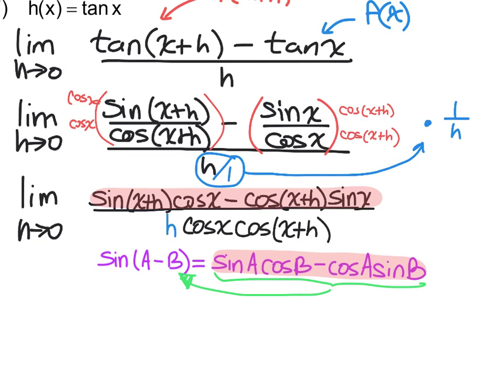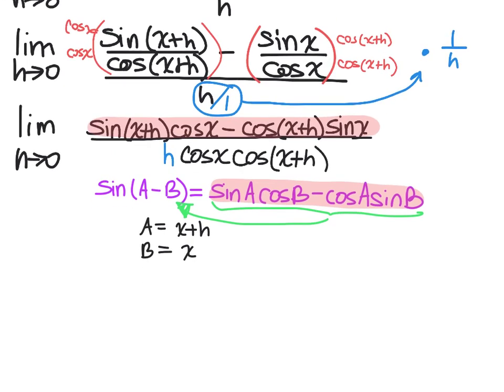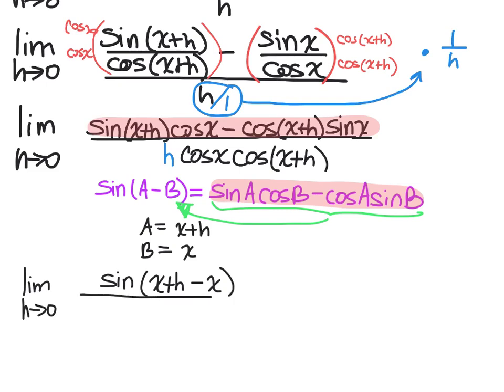All right? So if a is equal to x plus h and b is equal to x, that makes this expression that I highlighted here equivalent to the one that I have written as part of the limit. All right? So that means that I can do a substitution of the limit as h approaches 0, the numerator would now become sine of x plus h minus x, all over that stuff on the bottom.